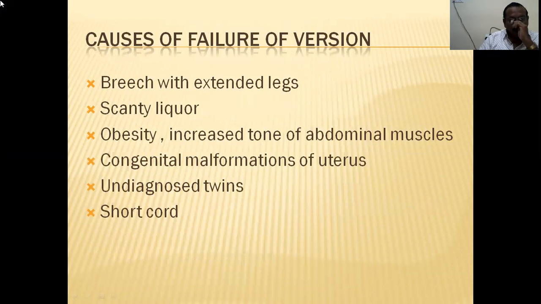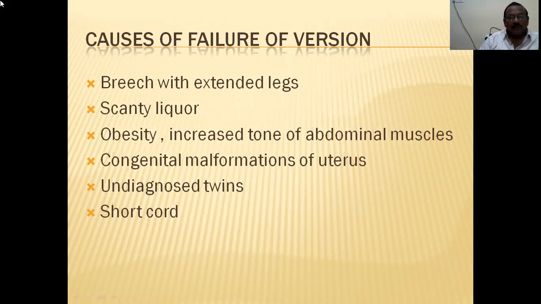The causes of failure of version. Even if you attempt external cephalic version around 36 weeks of gestation, it may fail and the version may not take place because of breech with extended legs. We can't turn the head down, and with scanty liquor. When adequate liquor is there, we can attempt this procedure. Obesity and increased tone of the abdominal muscles will prevent rotation of the head. In congenital malformations of the uterus, we can't attempt this, and even if we attempt, it will be a failure.